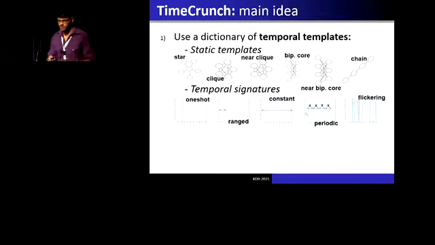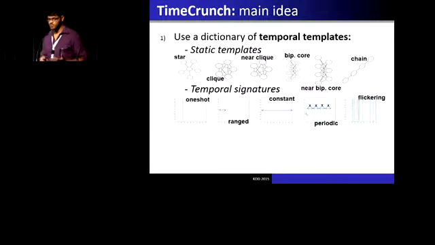Okay, so the main idea of TimeCrunch is that we're going to use a dictionary of temporal templates. You can think of these as code words, and we're going to try to use these to compress the temporal graph. Temporal templates can be thought of as a cross product between static templates, which describe graph connectivity, and temporal signatures, which describe recurrence over time. So for example, we might see something like a periodic star or a flickering bipartite core.